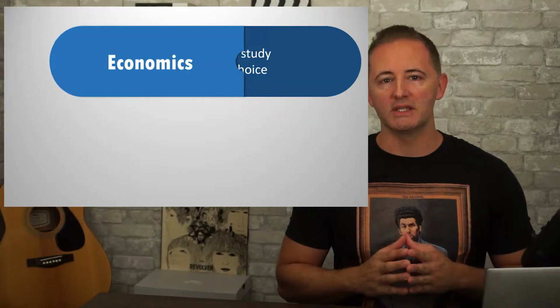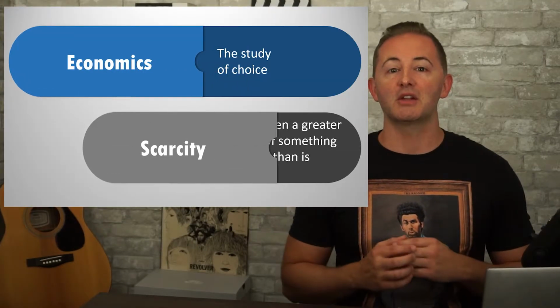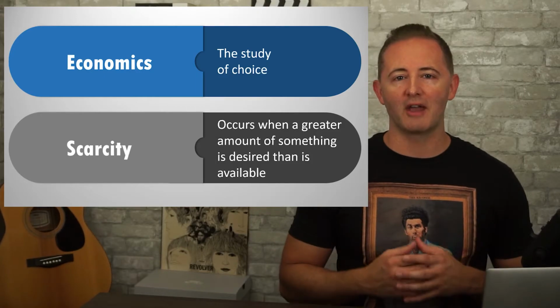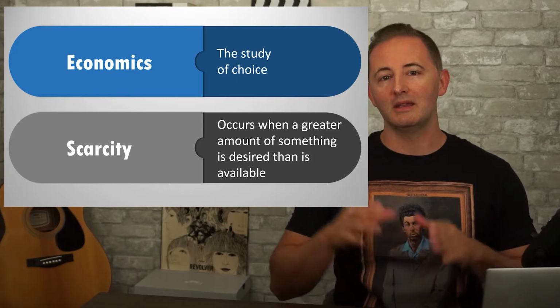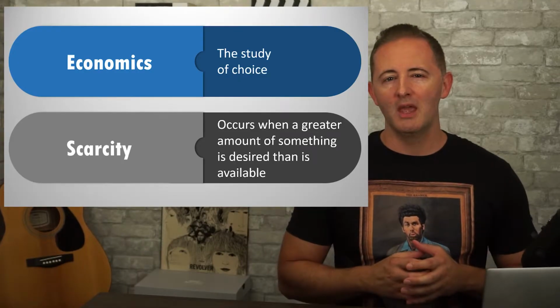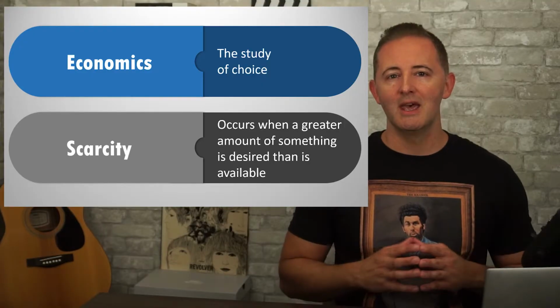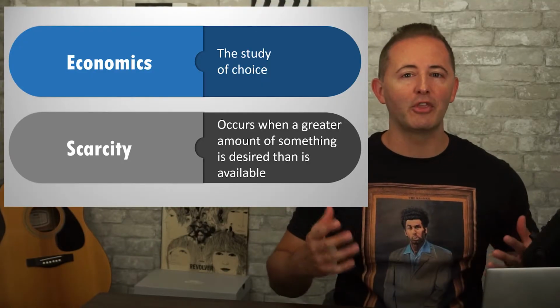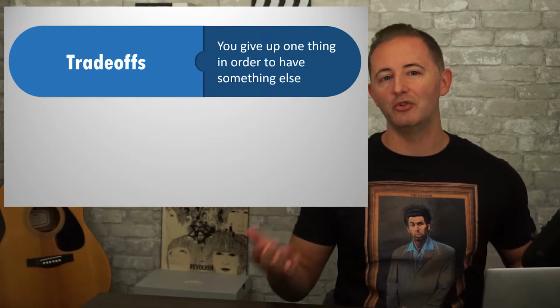Alright, so economics is the study of choice, and the reason we have to make choices is because of scarcity. Scarcity is the fundamental problem of economics. Resources are scarce whenever there's a greater quantity desired than available. And because we often want more than is available, we have to make choices. But this means we can't have everything we want, so we face trade-offs. Whenever we choose to do one thing, there's something else that we can't do now.